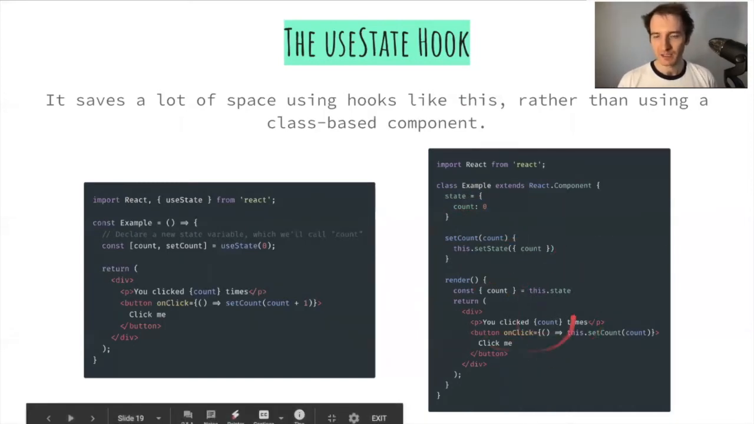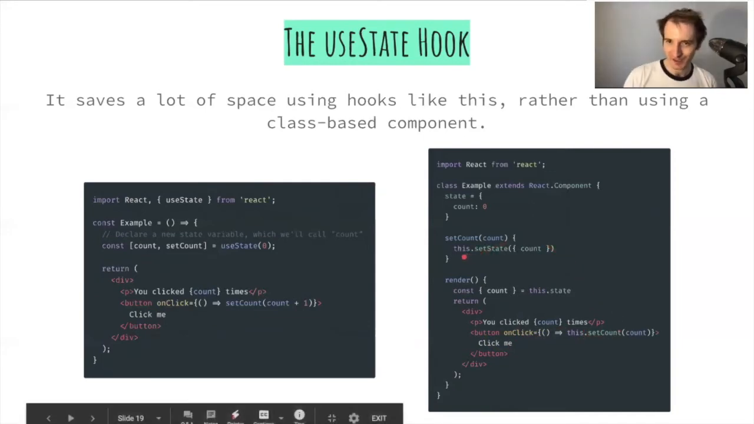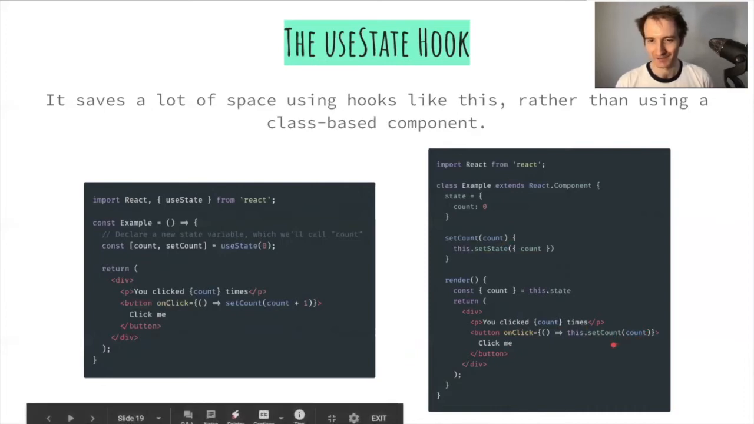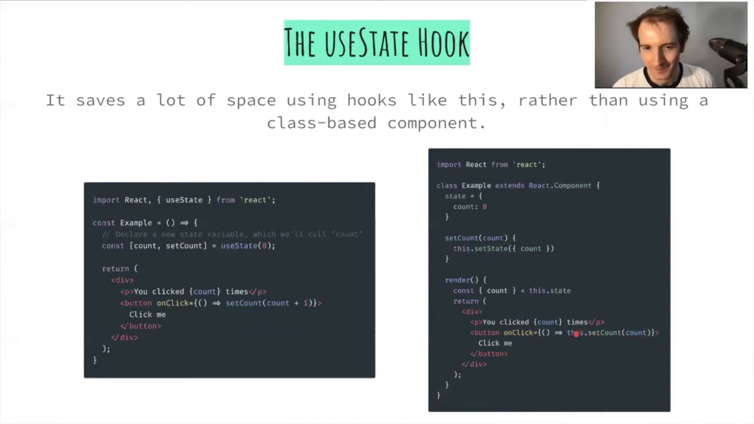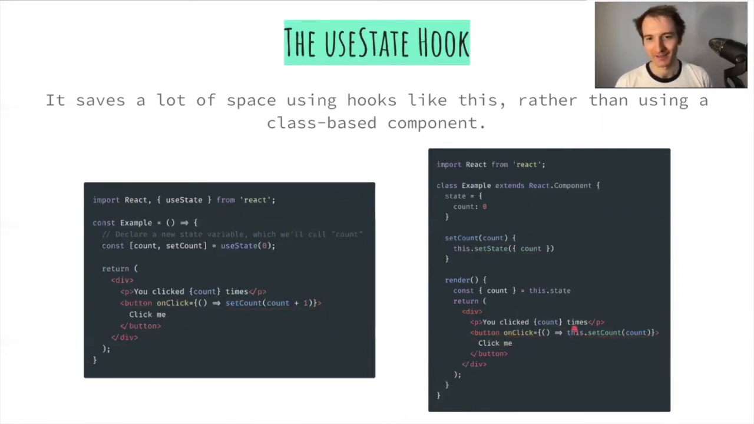Inside of our render method here, we're using this onClick event to call setCount, which then calls setState. This actually doesn't work properly. This functionality here works, I just haven't copied this over correctly. Okay, so we want to pass in this.setState, passing in count equal to count plus 1.